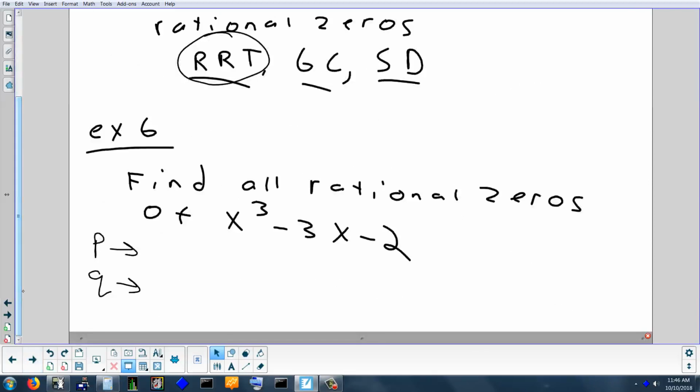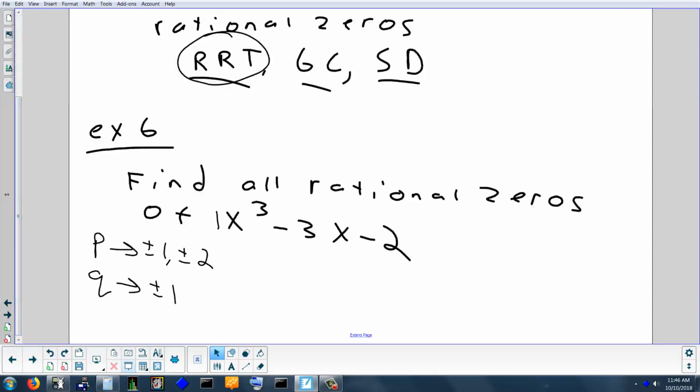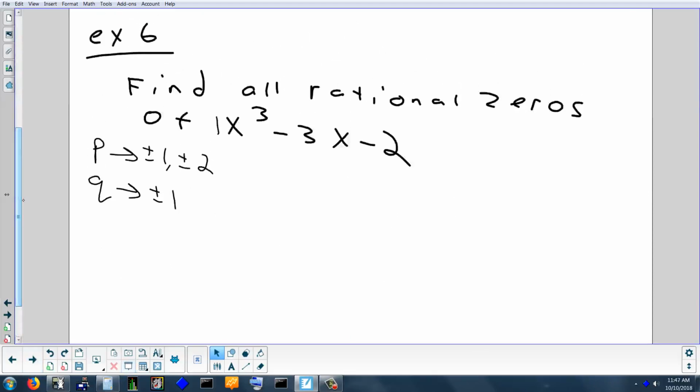So what are all my factors of 2? 1 and 2. Plus or minus. So we don't have many options for P, but we have even less for Q. The leading coefficient is a 1. What are all the factors of 1? Plus or minus 1. So if this is going to have a rational root, what are all the different ways you can write every P over every Q? There's not too many. Plus or minus 1, plus or minus 2. So those are my possibilities.